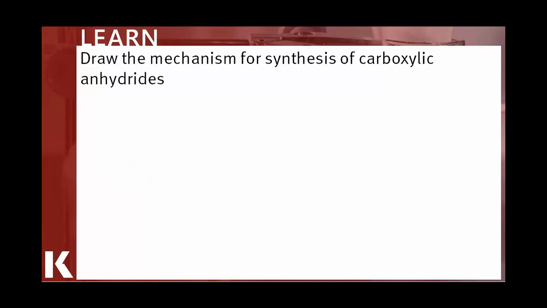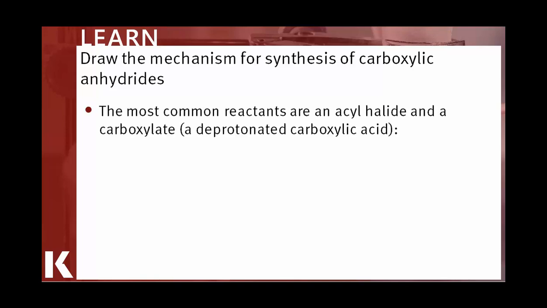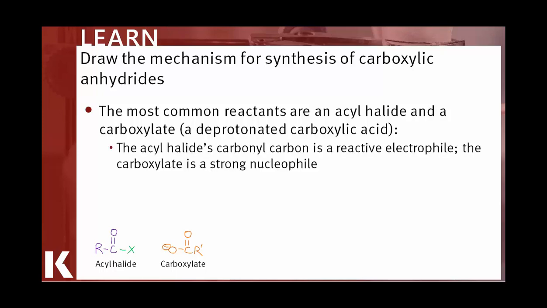Now let's focus more specifically on a reaction that makes carboxylic anhydrides. A very common way to do this involves an acyl halide and a carboxylate. To identify an acyl halide, you're looking for a carbonyl carbon bonded directly to a halogen. And then the carboxylate is the deprotonated form of a carboxylic acid. So these are going to be your two major players in this reaction to form an anhydride.